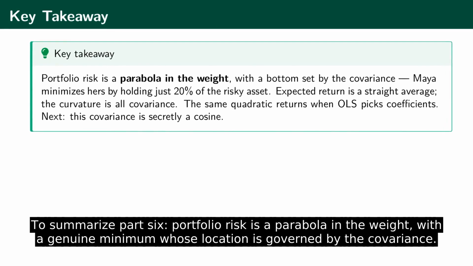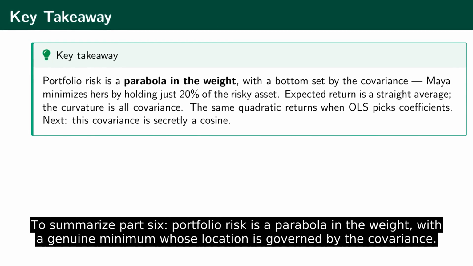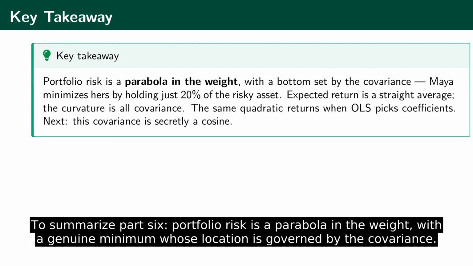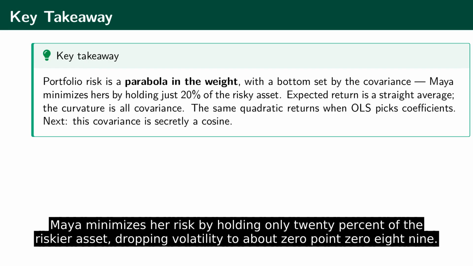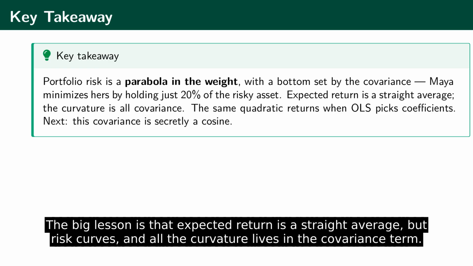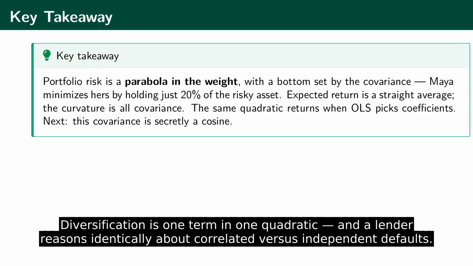To summarize Part 6, portfolio risk is a parabola in the weight, with a genuine minimum whose location is governed by the covariance. Maya minimizes her risk by holding only 20% of the riskier asset, dropping volatility to about 0.089. The big lesson is that expected return is a straight average, but risk curves, and all the curvature lives in the covariance term. Diversification is one term in one quadratic, and a lender reasons identically about correlated versus independent defaults.